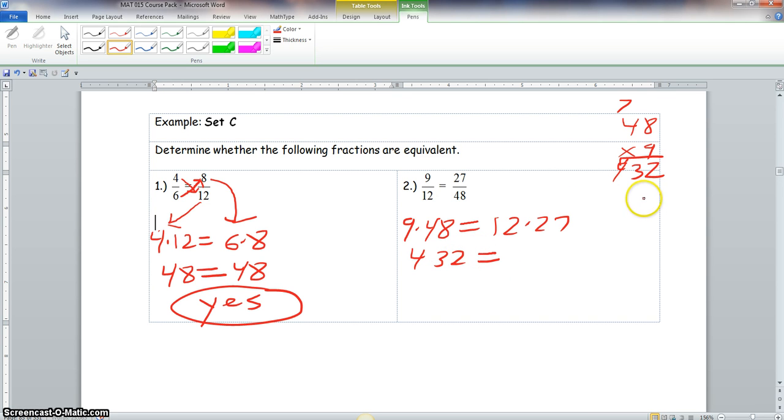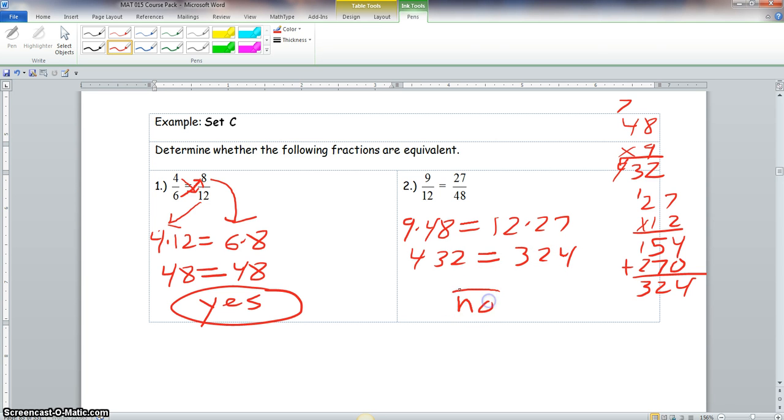Now we do 12 times 27. We could put the 27 first. 2 times 7 is 14, carry a 1. 2 times 2 is 4, plus 1 is 5. Write down your 0. 1 times 7 is 7. 1 times 2 is 2. So we add these. We have 4, we have 12, so it's 324. If you notice, they are not equal to each other, so your answer is no. And you can also draw a line through here signifying they're not equal.